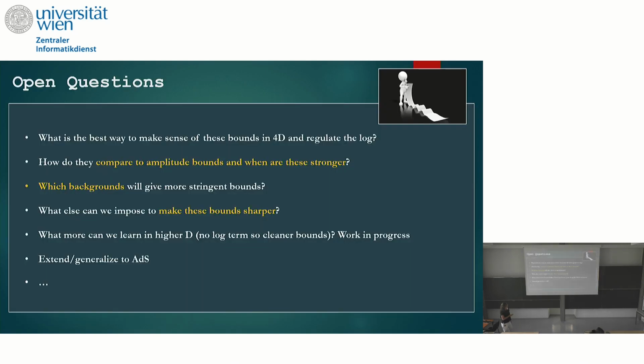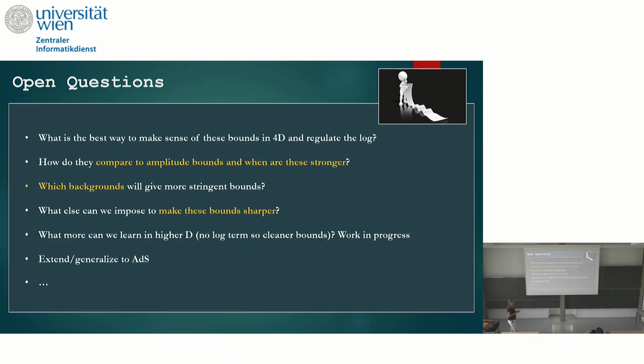So, to conclude, what are the kind of things that we're thinking about now? First of all, we would like to find a better way to make sense of these bounds. So if you have any suggestions, please talk to me. It's also good to ask how this compares to amplitude bounds and when causality bounds might be stronger than the amplitude bounds. Understanding in which regime one bound is stronger than the other might help us.